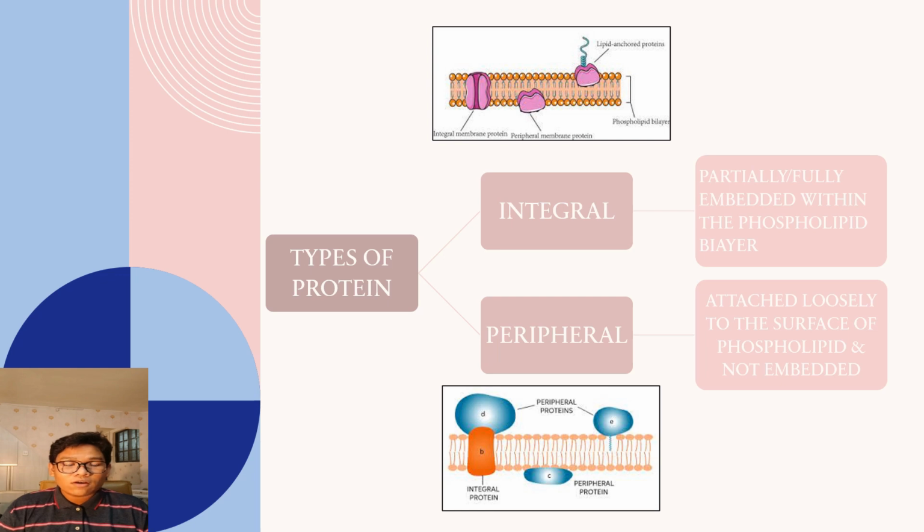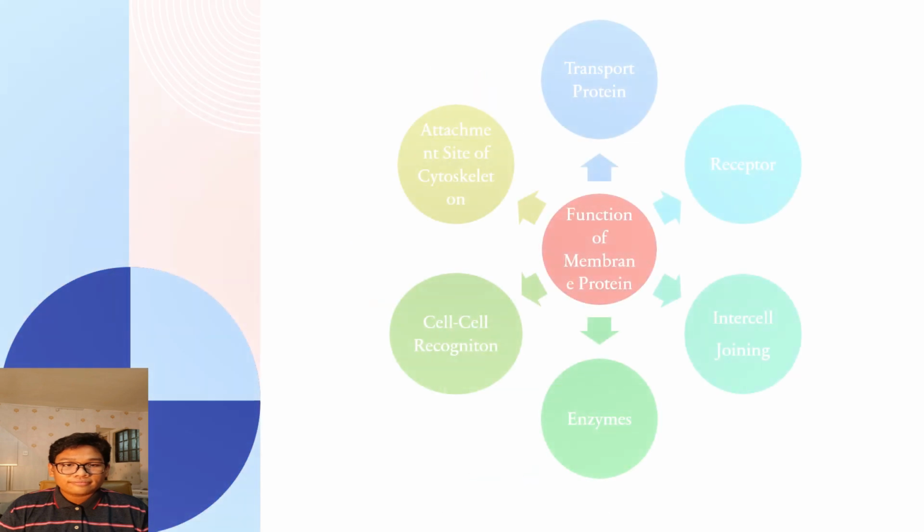There are two types of protein in the phospholipid bilayer, which are integral protein and peripheral protein. Integral protein is a protein that is partially or fully embedded within the phospholipid bilayer, while peripheral protein is a protein that attaches loosely to the surface of the phospholipid.